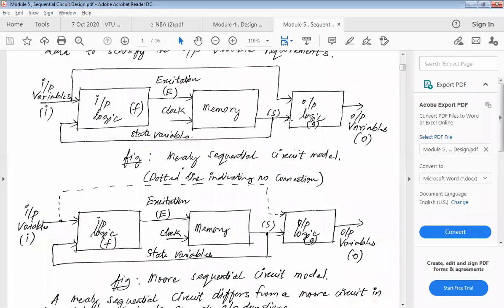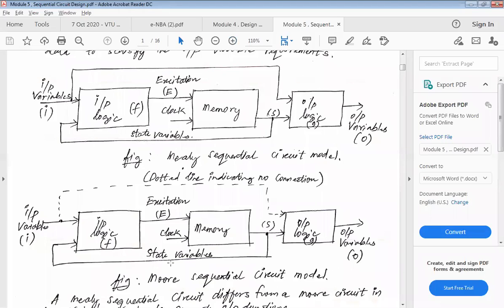The output logic is given as G and the output variables are given as O. The main thing that you have to know here is that your input variables are connected to your output. If this combination is present, then we term it as Mealy sequential circuit model.